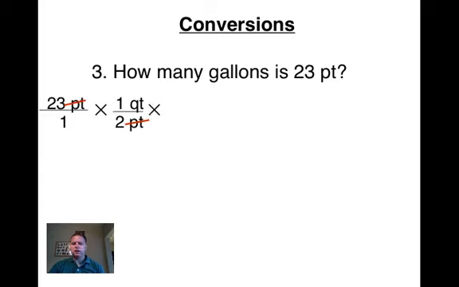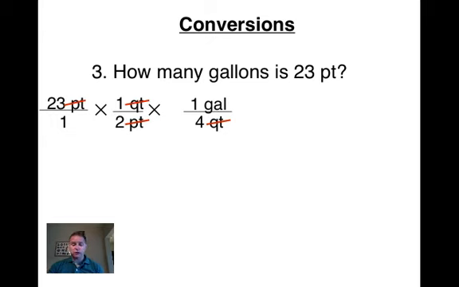Well, I know that there are 4 quarts to 1 gallon. Where do I want to put the 4 quarts? Do I put it on the top or the bottom? I want to put it on the bottom so I can cancel out. I'm now to the units that I wanted. I was wanting to get to gallons.